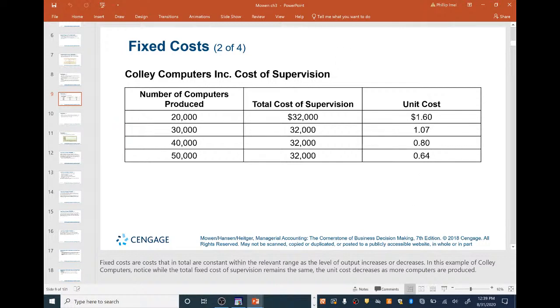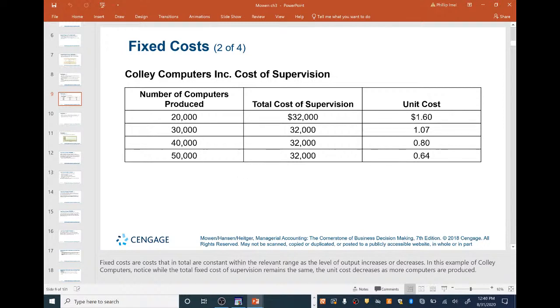So as we can see here, if they produce 20,000 computers, total cost of supervision is $32,000. If you notice, this does not change. So the total cost of supervision is a fixed cost, right? But as we can see, the unit cost at 20,000 units of computers produced is only $1.60 per unit, right? Look here as we move down, 30,000 units of computers produced. Total cost of supervision doesn't change. It's $32,000. That's our fixed cost. But now we produced 10,000 more units, and look at our unit cost. It's dropped all the way down to $1.07.